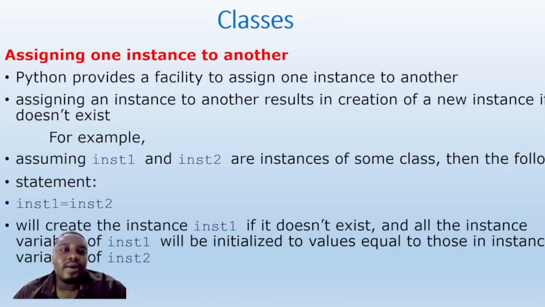Assigning one instance to another. Python provides a facility to assign one instance to another. Assigning an instance to another results in the creation of a new instance if it does not exist. For example, assuming instance 1 and instance 2 are instances of some classes, the statement instance 1 equals instance 2 will create instance 1 if it does not exist, and all the instance variables of instance 1 will be initialized to the values of those in instance 2.